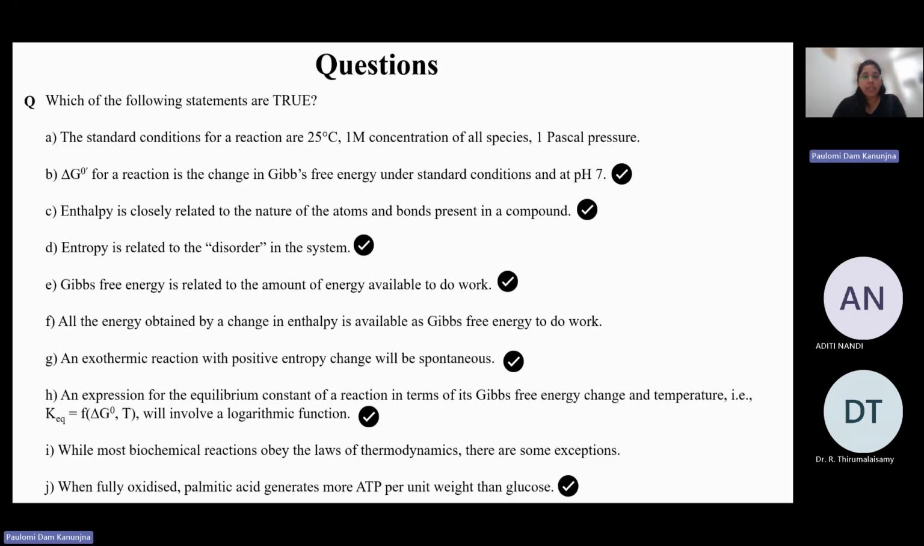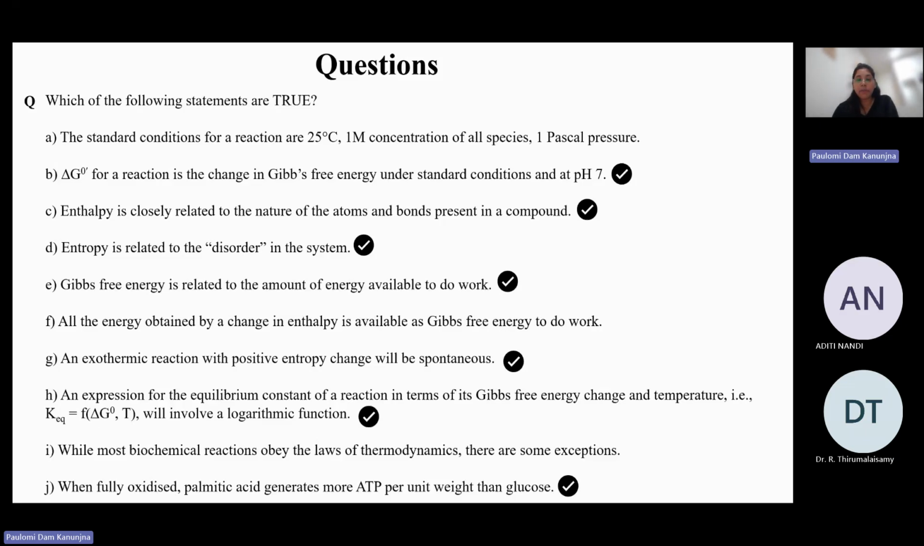Gives free energy, the amount of energy available to do work. That's correct. F, all the energy obtained by a change in enthalpy is available as Gibbs free energy. That is incorrect, because you also lose some while undergoing a change in entropy. Some of the energy is lost. So not all the energy that you obtain by changing the enthalpy is available as free energy. Some goes out in the form of entropy, right?